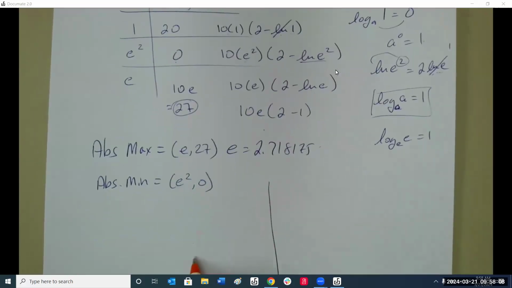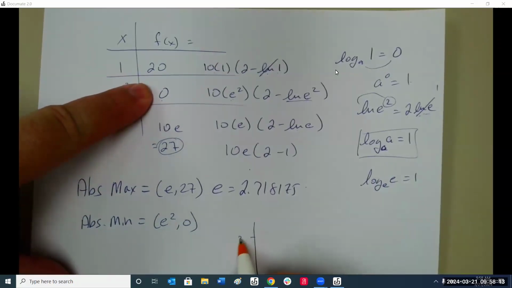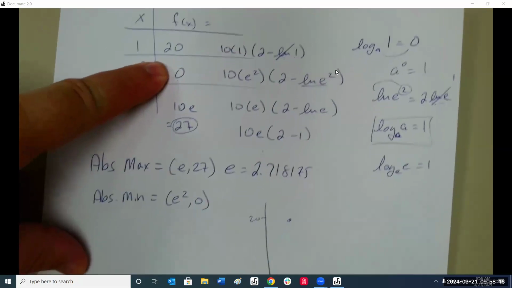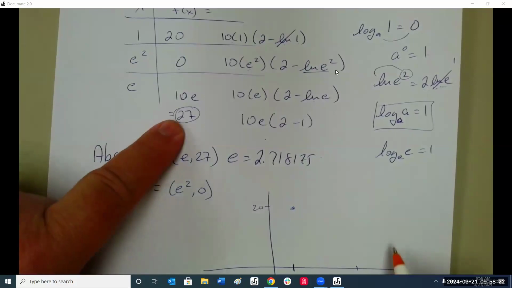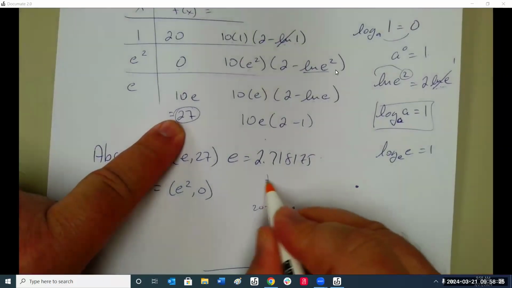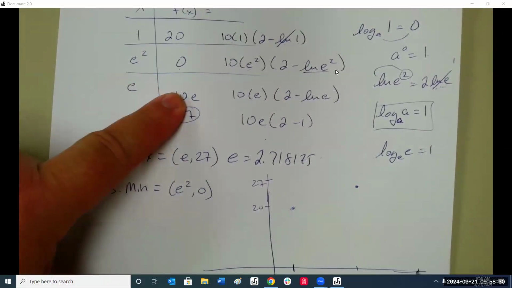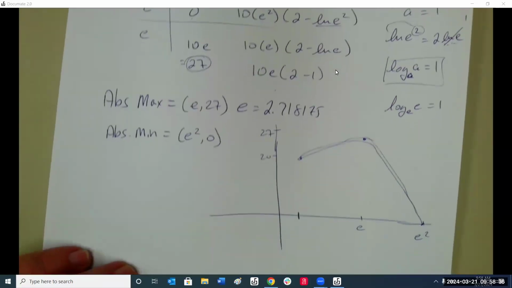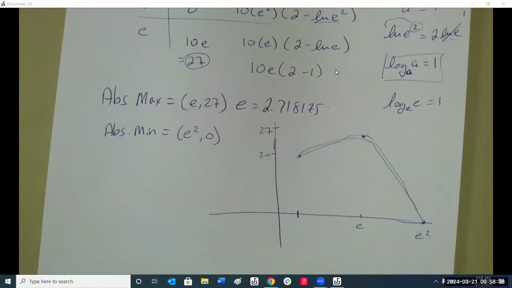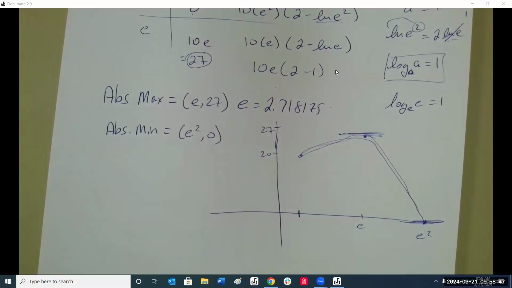So if we were to look at the graph of this thing, at 1, it equals 20. At e, it equals 27. And at e squared, it equals 0. So our graph looks something like this. Our maximum is here, our minimum is here. One more.